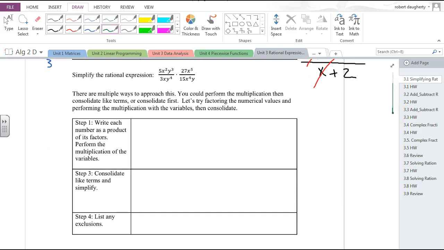So how do we simplify rational expressions? There are multiple ways of doing this. I can multiply everything out and then simplify, or I can try to write things as products of factors and see if things are simplified earlier on. So if I look at this example, 5 is just 5 times 1, x squared y cubed over 3 x y to the 4th. How can I write 27?